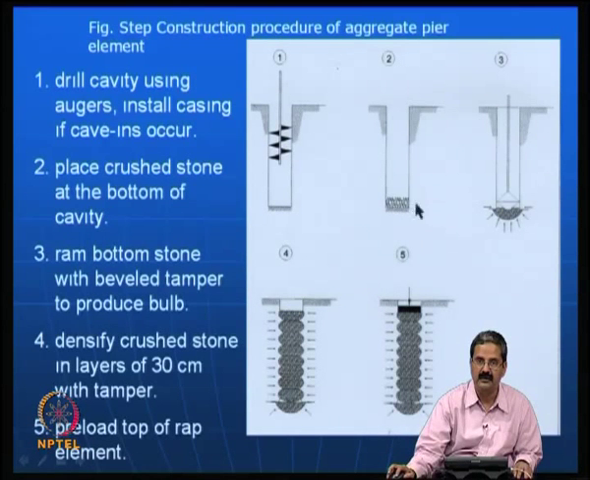What they do is place the crushed stone aggregate at the bottom of the cavity, then ram the bottom stone with a beveled tamper to produce a bulb, then densify crushed stone in layers of 30 centimeters, then preload the top of the element. So, it is called an aggregate pier.